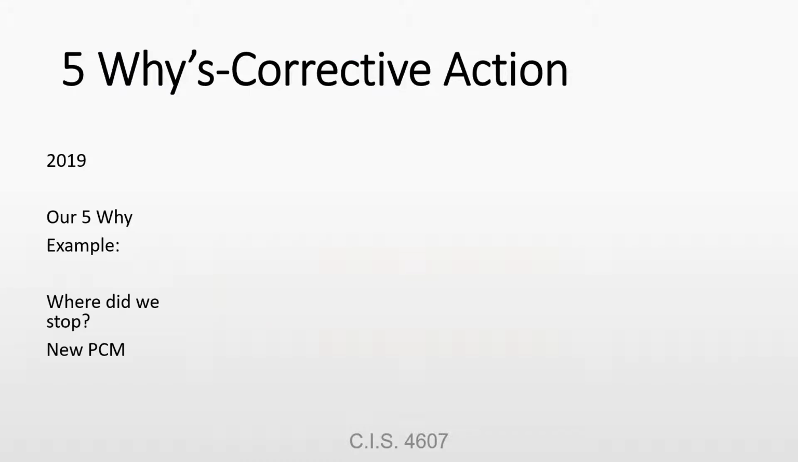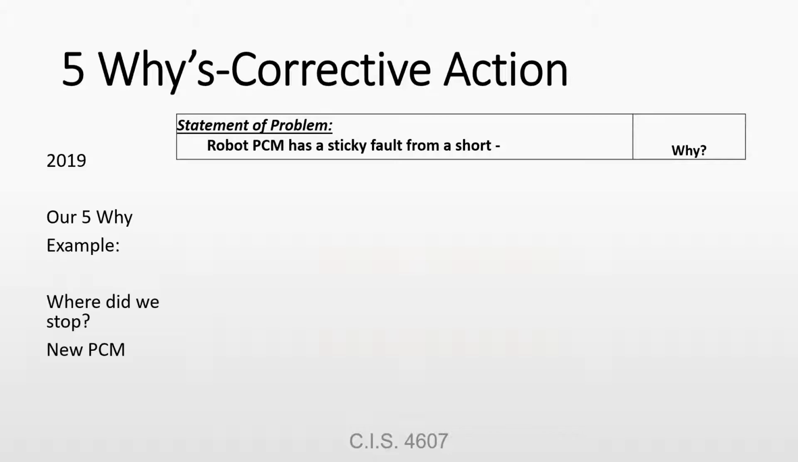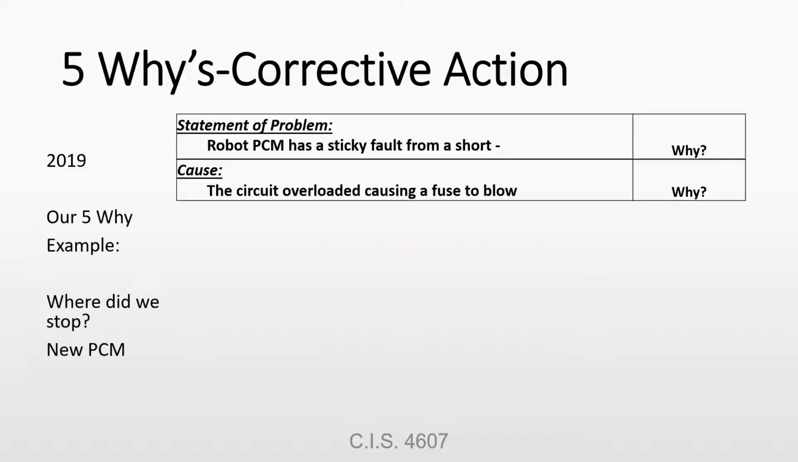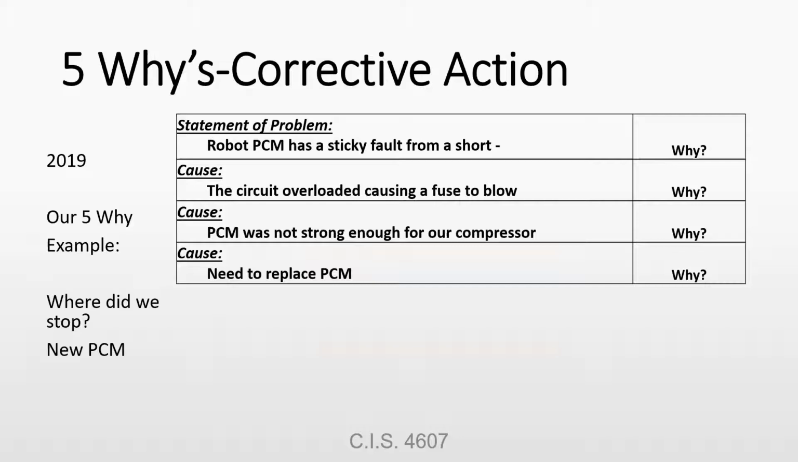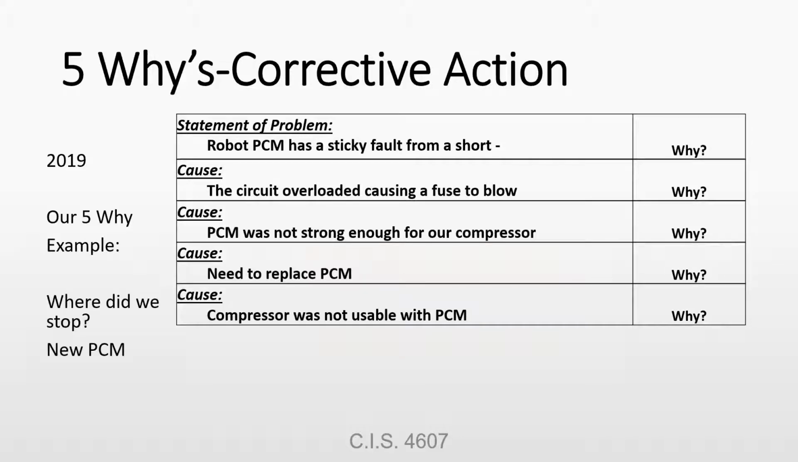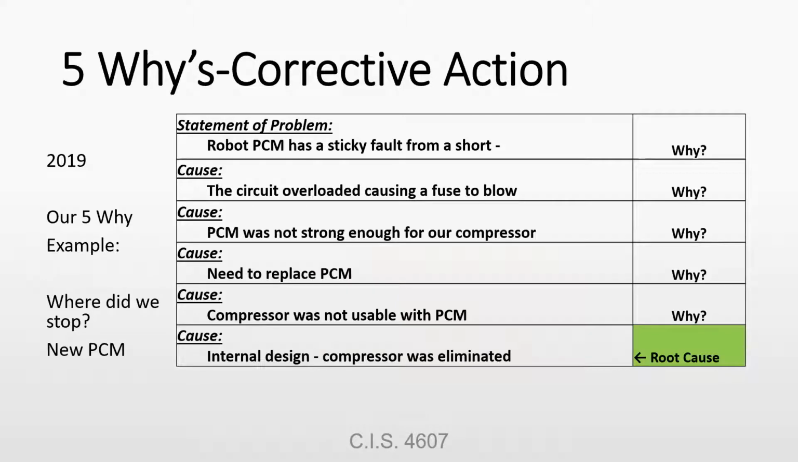So we have our 5 whys that is in our FMEA. So first we start with what happened. The robot PCM had a sticky fault from a short. So why is that? Because the circuit overloaded, causing a fuse to blow. So why did that happen again? The PCM was not strong enough for our compressor. Why wasn't it strong enough? We needed to replace the PCM. And why? Because the compressor was not usable with the PCM, which is because the internal design compressor was eliminated.